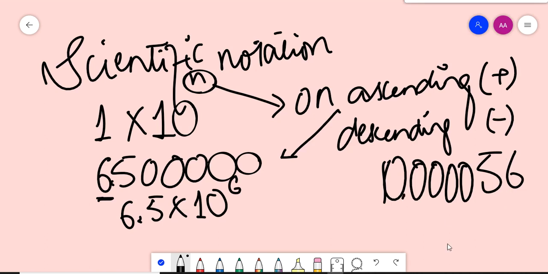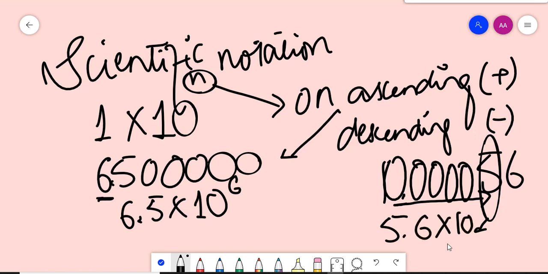Here is the decimal, and we observe from here in this form that this one is the first non-zero digit. So we'll write over here 5.6 into 10. After that we have to just calculate how many digits there are over here, and we write minus 6. Fine. So this is actually the scientific notation criteria.